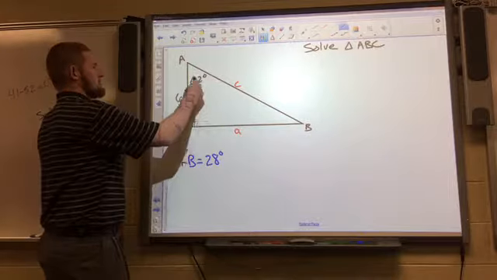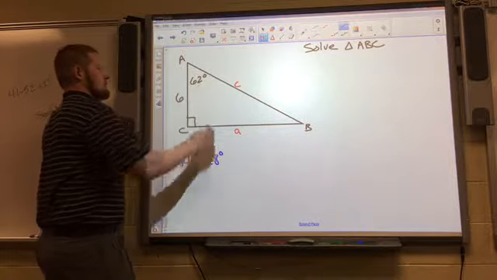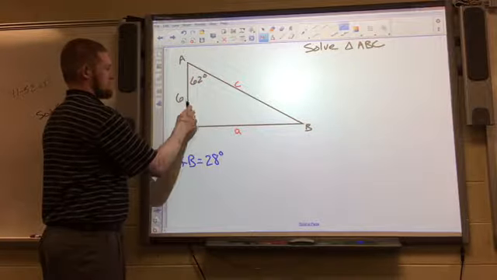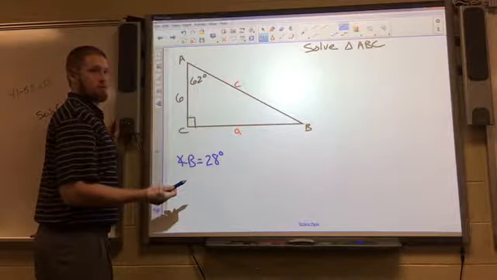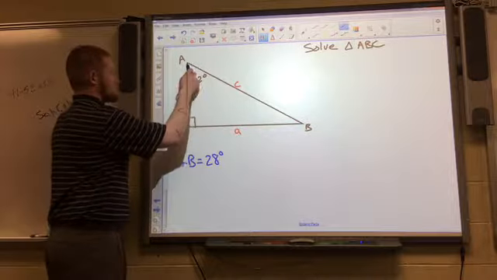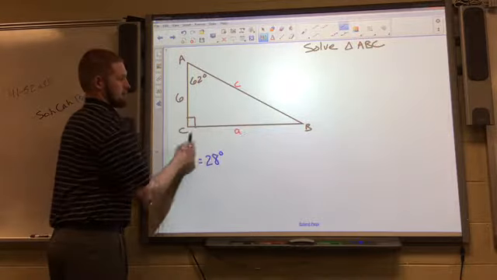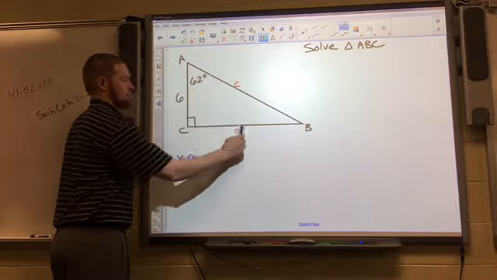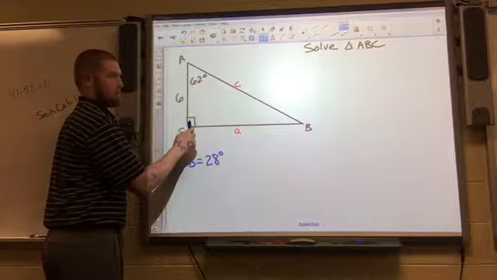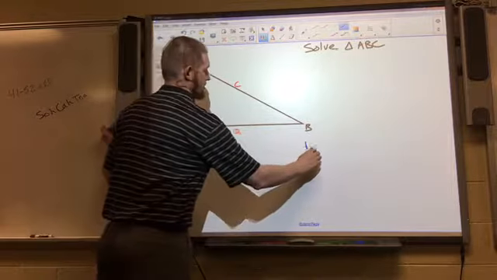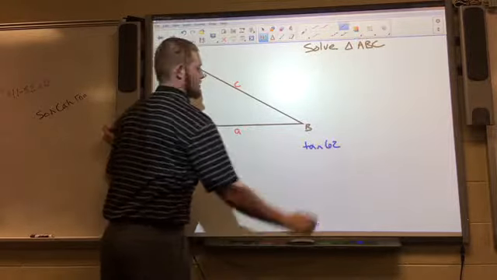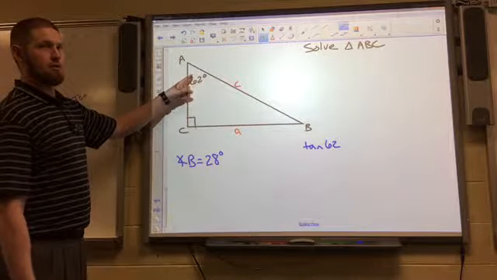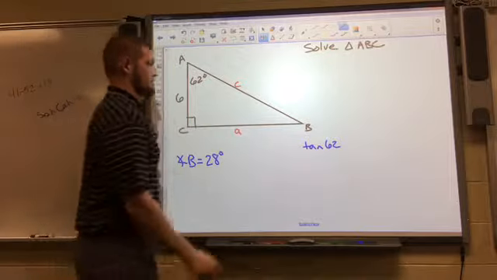So, from 62, what function is going to use 6, and then do you want to do A or C first? A. So which one is going to use 6 and my opposite side? Tangent, because what two sides are those? It's the opposite and the adjacent. So I'm going to have the tangent of 62, because we said we're going to use the tangent, equals what? Equals A over 6.